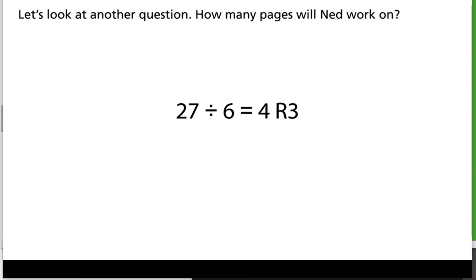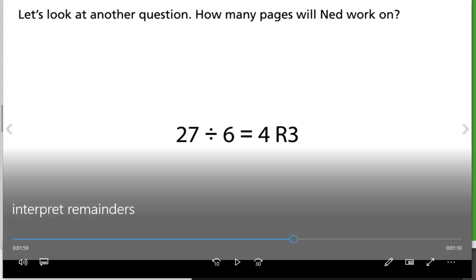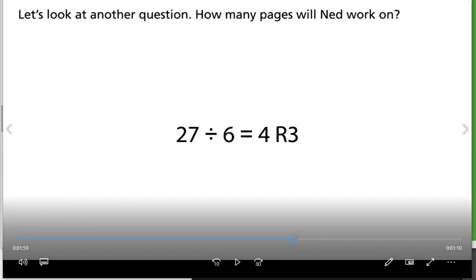Let's look at another question. How many pages will Ned work on? Okay, this is a different question. Please mute your mics. Thank you. Mute your mic. In the previous question, it was how many pages will be completely filled. So it's 4. Now this is another question. How many pages will he work on?